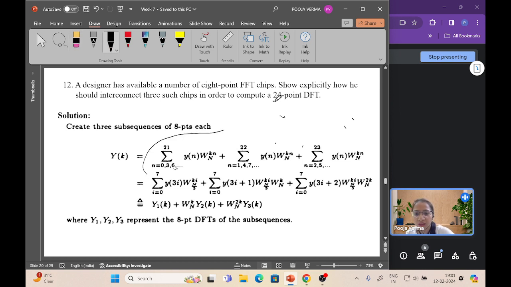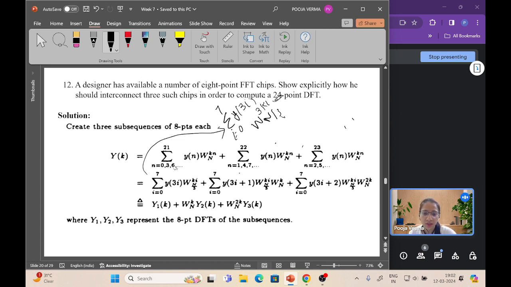So it is written as, if we vary i from 0 to 7, y(3i), right? W_n^{3ki} it will be, because here n is replaced by 3i, right? If we take that 3 in the denominator, it will be written like this: y is equal to y in brackets 3i, W_{n/3}^{ki}, right?